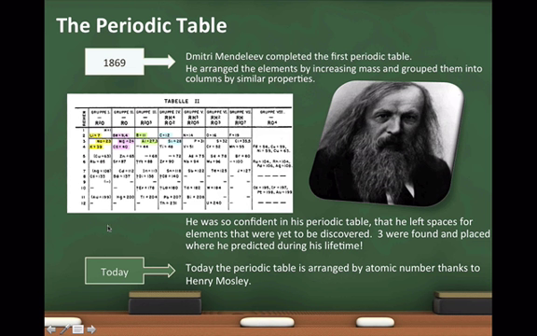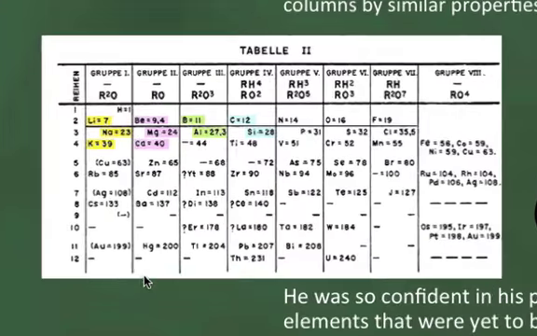What he did was he arranged the elements by increasing atomic mass, and he also grouped them into columns based on similar properties. So everybody in group 1 here reacted the same. Everybody in group 2 acted the same. Everybody in group 3 acted the same. And he noticed that every 8th element, the properties would start over and repeat themselves.